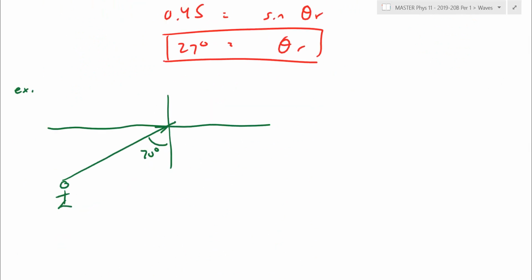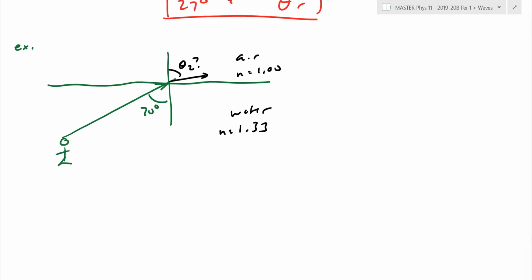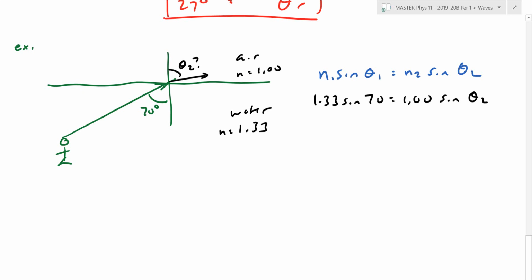Same thing what I expect to happen. Water starts off from an index of 1.33. The air here has an index n equals 1.00. I'd expect it to bend away from the normal. Same question. I want to know at what angle does this leave? What's the theta 2 in this question? This looks exactly the same as earlier. So let's use Snell's Law. n1 sine theta 1 equals n2 sine theta 2. n1, again, I'm starting in the water, 1.33. Sine of 70 is supposed to equal 1, sine of the angle that it leaves at.